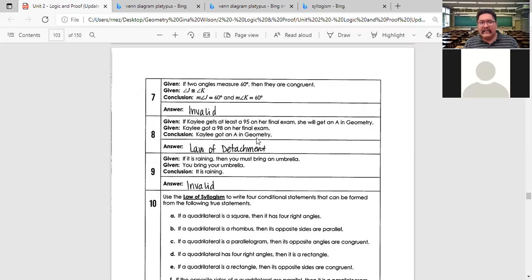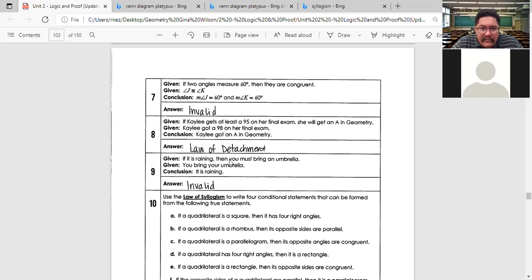So again, the first thing is, if she can get a 95, then she will get an A. We know for a fact she got a 98, so therefore she must have gotten an A. And that again is law of detachment, because we know the first thing has happened, so the second thing must have happened also.